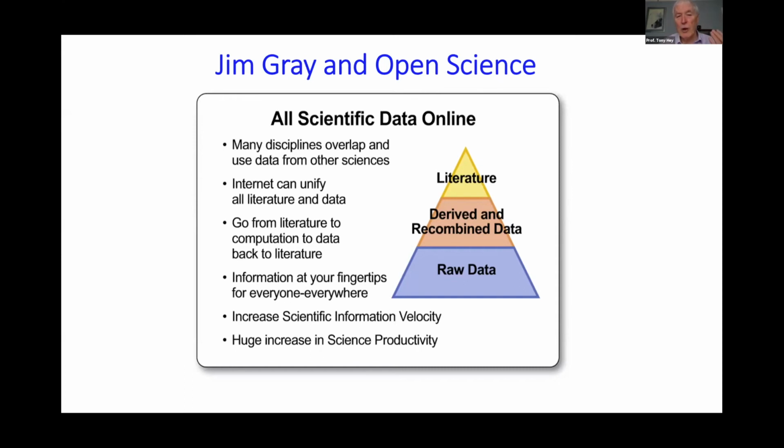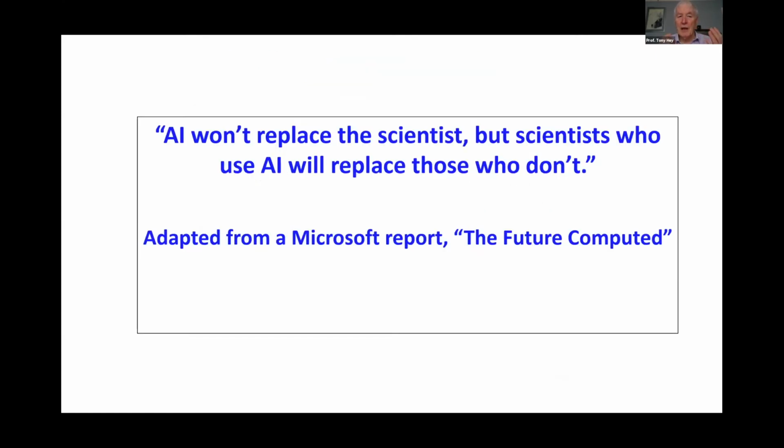but it will not be welcomed by all scientists. AI will not replace the scientists, but scientists who use AI will replace those who don't. This is adapted from a Microsoft report, but nonetheless, I think this is something that librarians and information scientists also need to think about, because I think you can call those the generalized scientists. Thank you very much for listening.